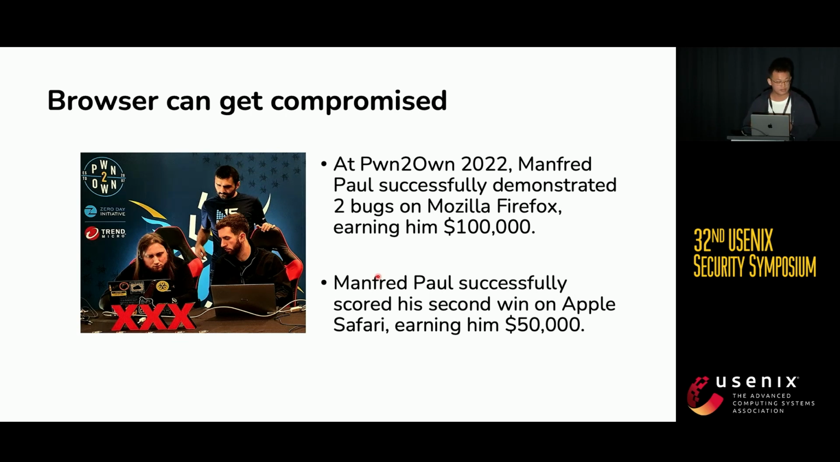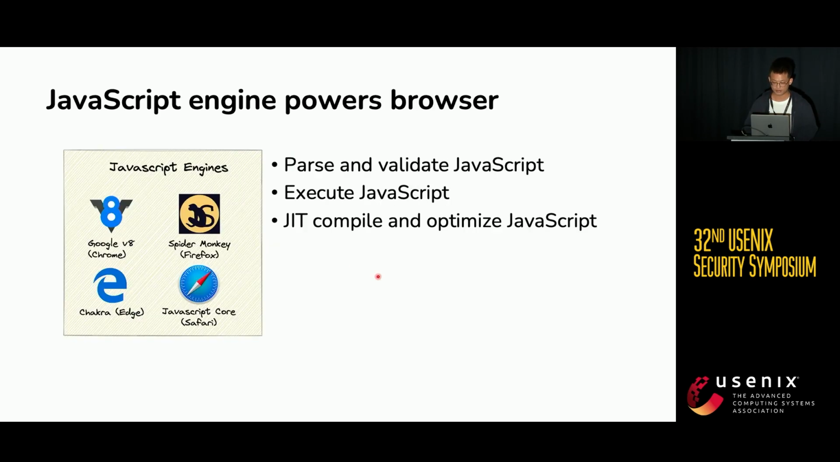However, browsers can get compromised sometimes. For example, at Pwn2Own 2022, Manfred Paul successfully broke through both Firefox and Safari browsers. Through the investigation, we find that in most cases, the vulnerability that gets exploited is inside the JS engine of the browser, and the JS engine parses, executes, and optimizes the JavaScript source code within the web page.